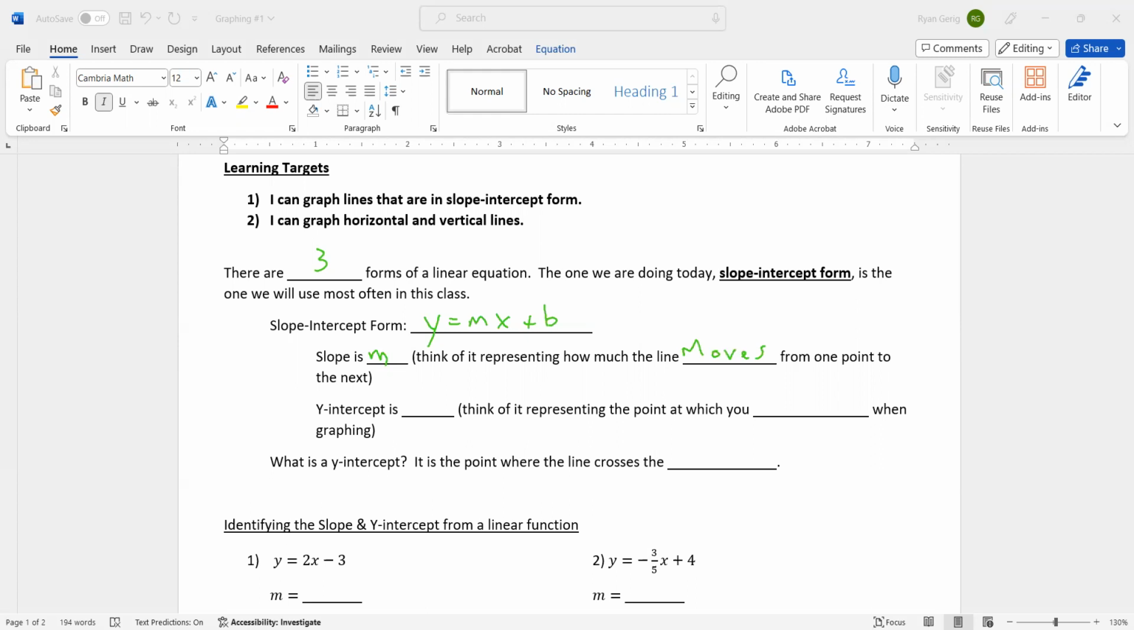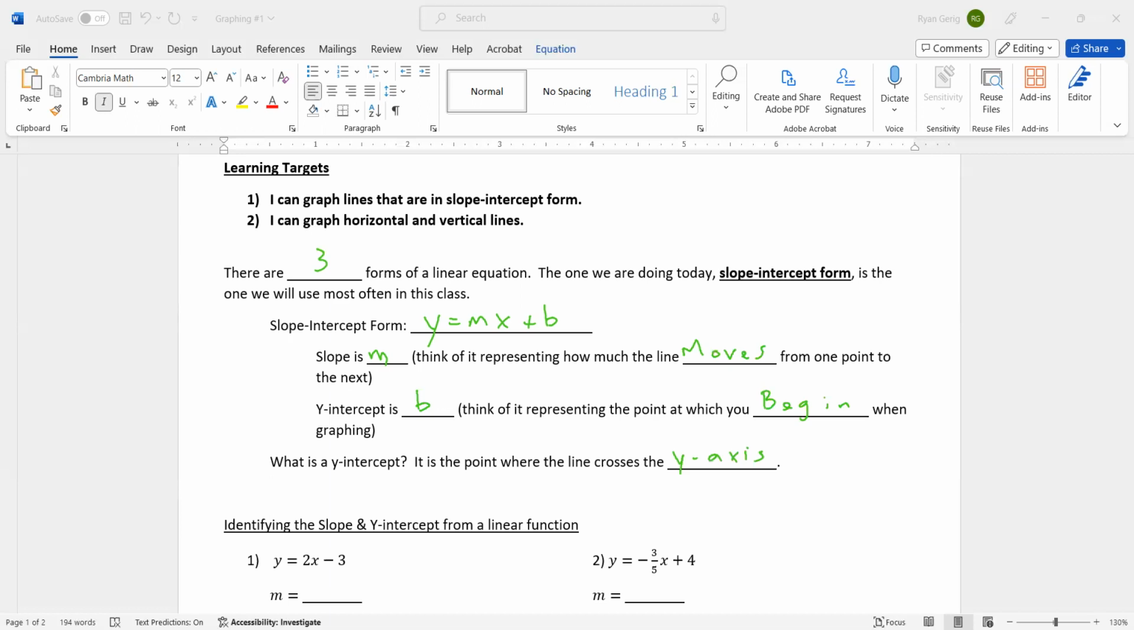The y-intercept, it's a new concept, is the b. And we can think of it as representing the point at which you begin when graphing. That'll make a lot more sense here in a little bit. Well, what is a y-intercept? This is a new idea. It is the point where the line crosses the y-axis. Now, I will say, with a line, there is only one y-intercept. Whereas in a line, there are many points and therefore many y-coordinates, but there's only one y-intercept. There's only one spot where the line crosses the y-axis.